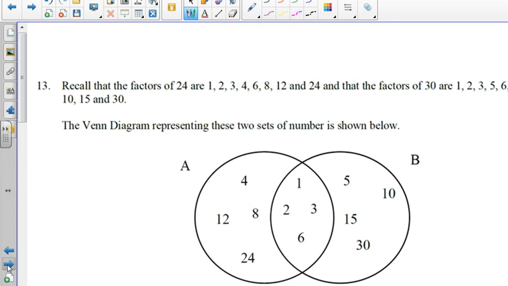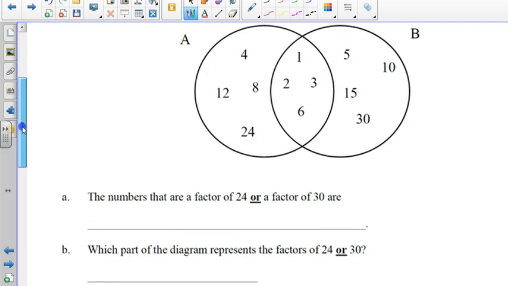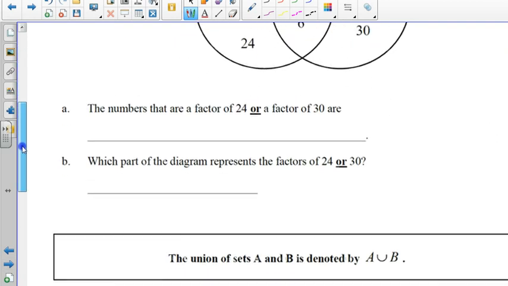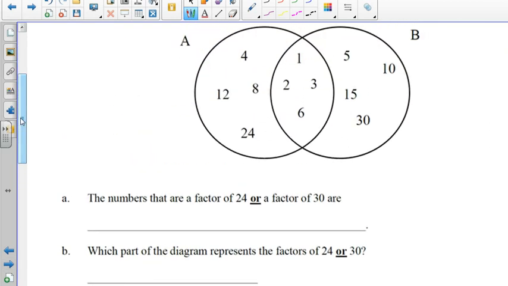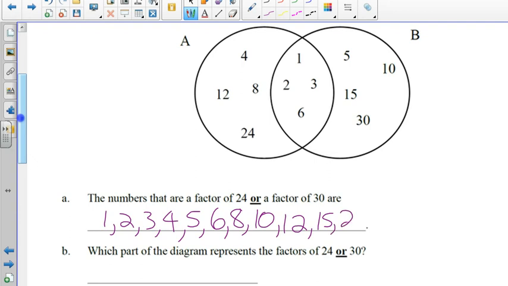Recall the factors of 24 and the factors of 30, and the Venn diagram representing the two sets of numbers shown below. The numbers that are a factor of 24 or a factor of 30 are 1, 2, 3, 4, all of them. So which of them is it? It's all of them, right?